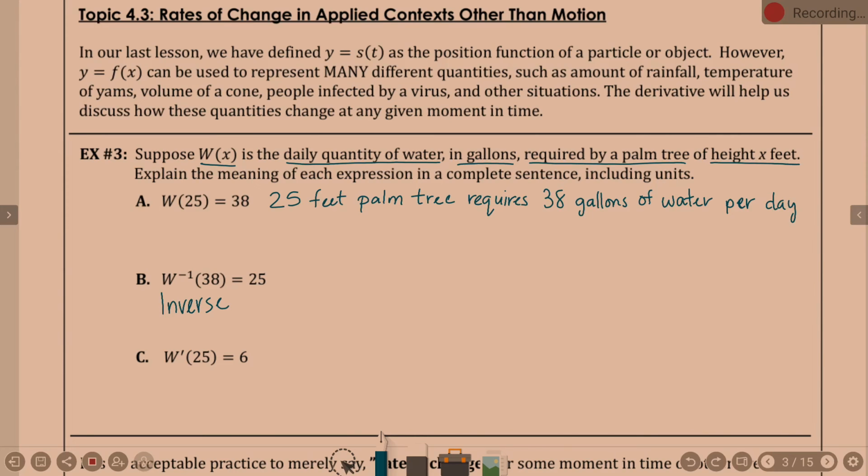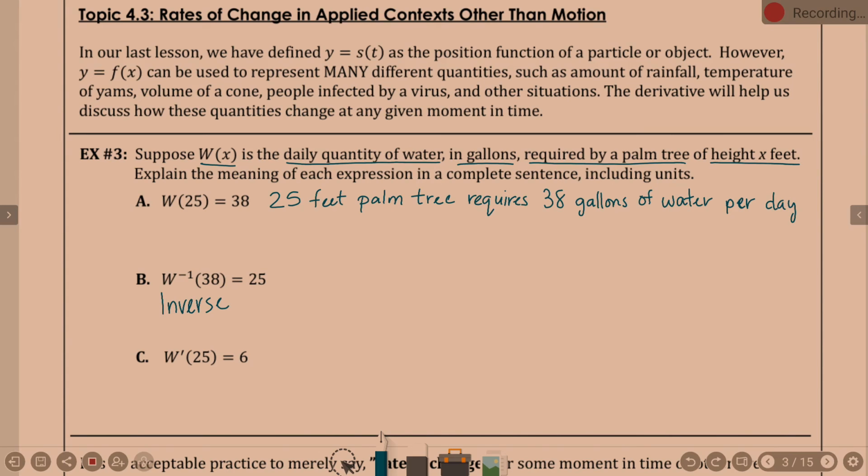When we state it, we usually state it a little backwards. Like this one, I stated it as a 25-foot palm tree requires 38 gallons of water per day, whereas here, when a palm tree requires 38 gallons of water per day, what do we know? The palm tree is 25 feet tall. That's kind of the idea of the inverse. Is it still relaying the same information? Yes, it's still the same labels and everything. It's just a matter of your input being 38. So what is 38 gallons of water saying? The palm tree is 25 feet tall.